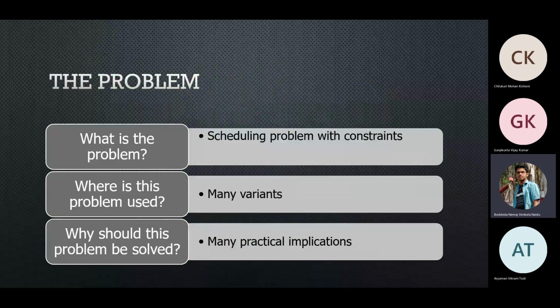Now, why should this problem be solved at first? There are many practical implications. Consider the timetabling problem in IIT KGP. If there is a slow algorithm that takes half an hour, it's okay, fine, because we are going to do that only once. In this case, there's not much importance.